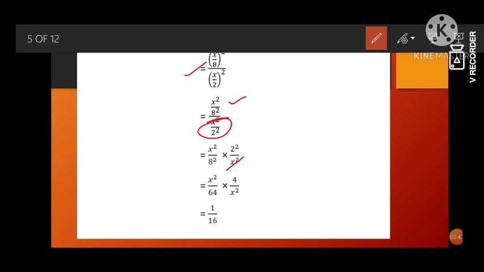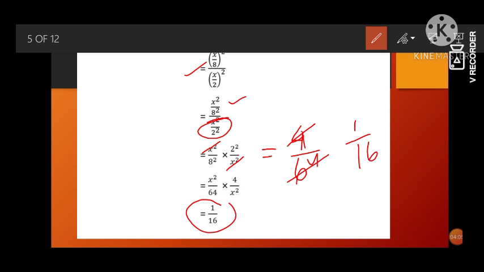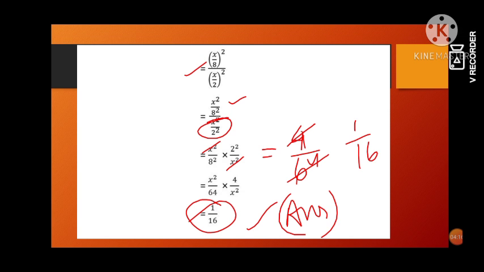Now the x square and the x square can be cancelled and we will get 4 by 64. If we simplify, as 64 is a multiple of 4, we will get 1 by 16. So the ratio is 1 by 16. This is our answer. So the ratio of the surface areas will be 1:16. So this was question number 7.